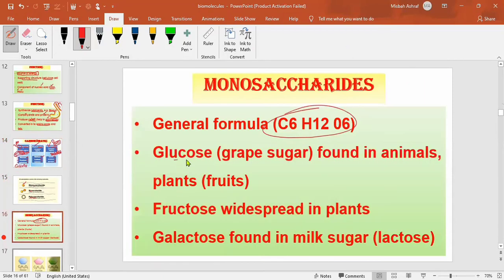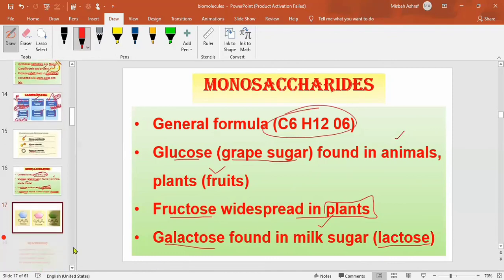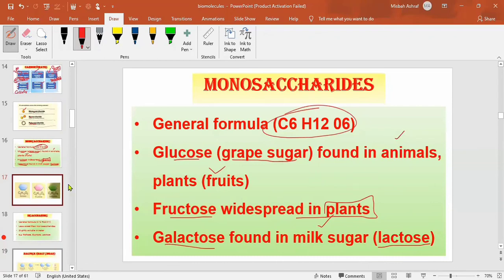Next examples are glucose. We have already discussed it, but we are going to see their sources. Glucose is obtained from grape sugar, so it is present in almost all fruits. It is also found in animals and plants. Fructose is widespread in plants; it is not present in animals. Galactose is present in milk. The milk we drink has lactose sugar, and lactose sugar is made up of galactose and glucose.